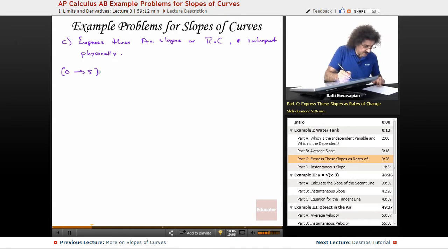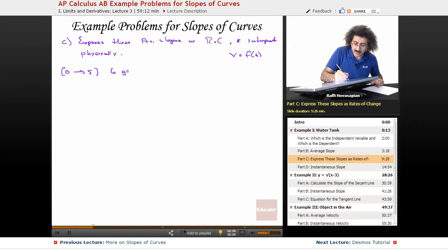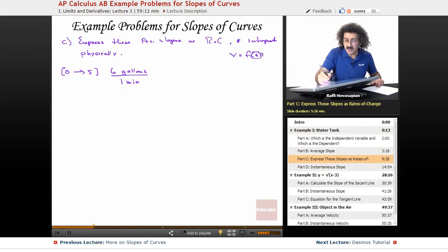So our 0 to 5 time interval, we said that the average slope was 6. Well, we know our function was volume is a function of time. Therefore, volume is expressed in gallons, that was the unit, per 1 minute, right? The unit of the independent variable is in the denominator, the unit of the dependent variable is in the numerator, so the 6 is the numerical value of the slope, physically 6 gallons per 1 minute.